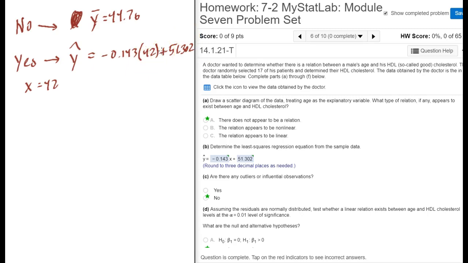So we're just going to solve this. I'll use my calculator really quickly. We have negative 0.143 times 42 plus 51.302, which gave me a result of y hat equal to 45.296. But remember, we only use y hat, the regression model, if we answered yes. But we answered no, so 44.76 is our solution. This is not our solution.